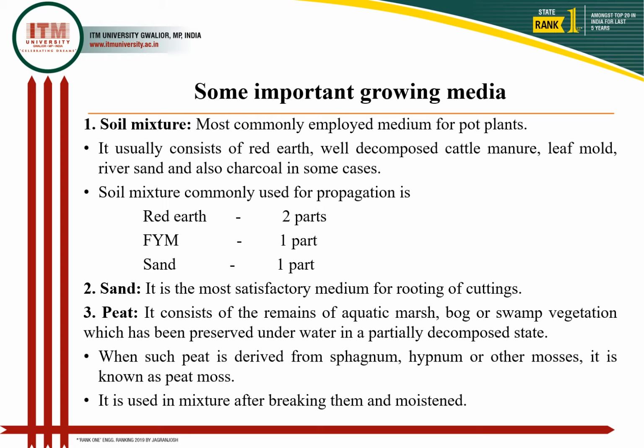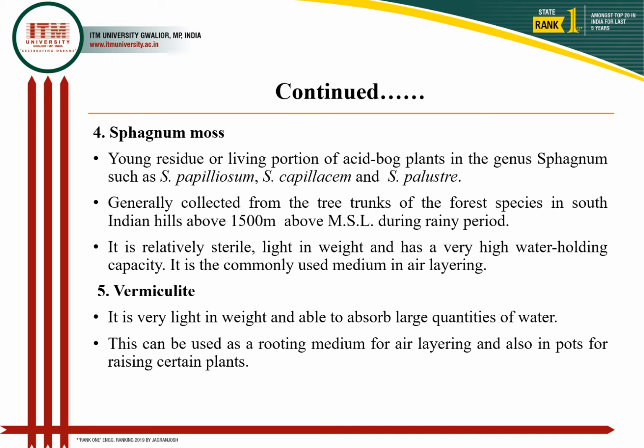Peat is another one. It consists of remains of aquatic moss and bog, swamp vegetation. So it is in a partially decomposed state. What is important is that it has very good water holding capacity. And then there is sphagnum moss. Various species of sphagnum are acid bog plants, and they are collected from the forest.